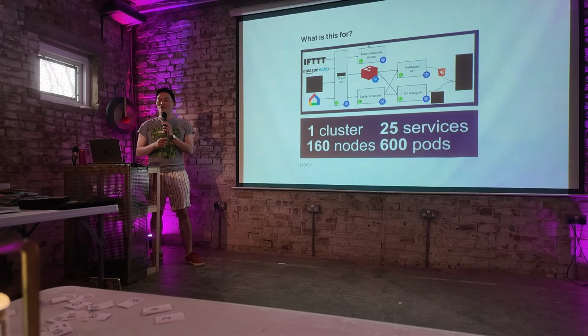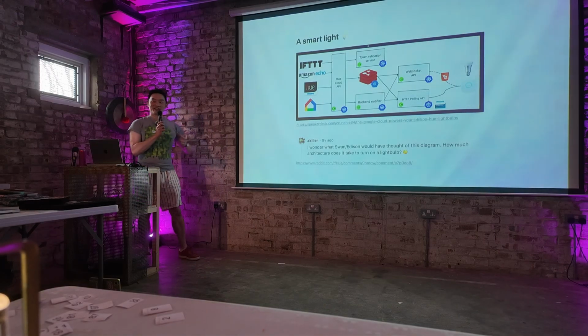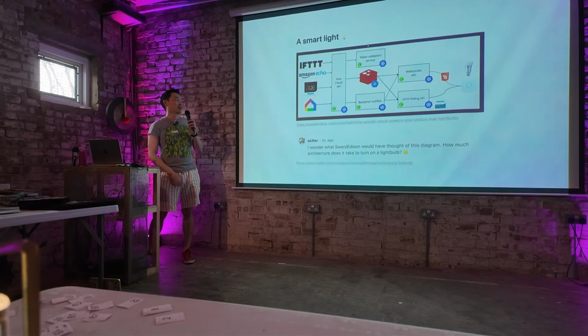Infrastructure, yeah. For? Smart home. Smart home, close, yeah. Something in a smart home. No? It's for a Hue light. So that's the infrastructure diagram for a smart light.